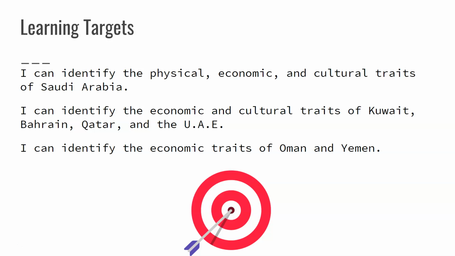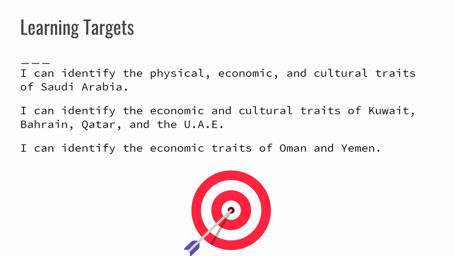So let's take a look at what we're going to be able to do today. We're going to be able to identify the physical, the economic, as well as those cultural traits of Saudi Arabia. That's going to be the major focus of our learning today. We're also going to be able to identify the economic and the cultural traits of Kuwait, Bahrain, Qatar, and the United Arab Emirates, also known as the U.A.E. We're also going to be able to identify the economic traits of Oman and Yemen. We'll just briefly here at the end touch on the conflict in Yemen today.